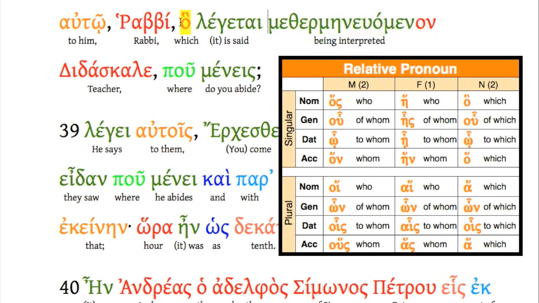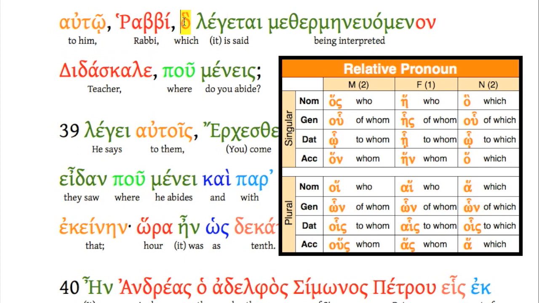But what's the relative clause here? Which is interpreted teacher. Okay, so rabbi, we're looking at an Aramaic word, which John will translate for his Gentile readers into teacher, right? Okay. Rabbi ho legetai methermeneuomenon didaskale, which is interpreted teacher.